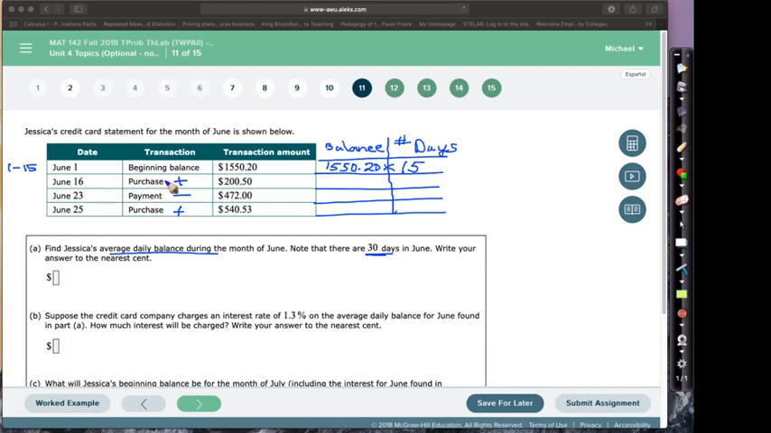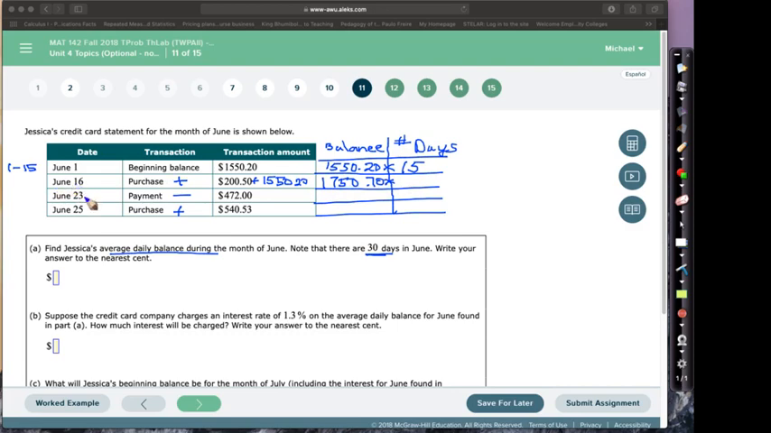And then on the 16th, we're going to have a purchase. So we're going to add to the previous balance. Take the previous balance, 1550.20, add the 200.50, and we should get, that's 70 cents, 0 and 0 is 0, 5 and 0 is 5, 2 is 7, and so it's $1,750.70. That will be the new balance for how many days?